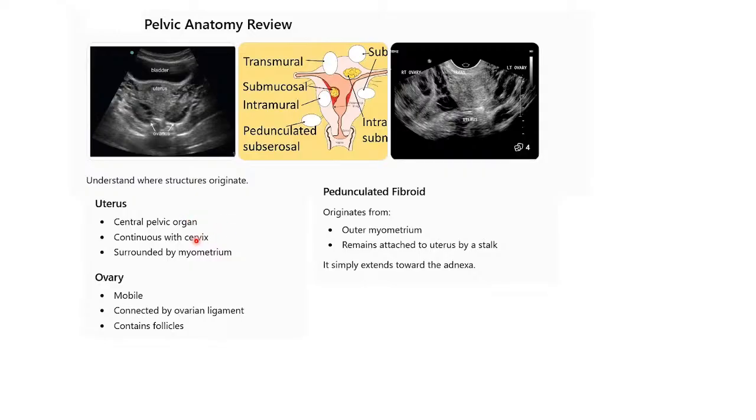So the uterus, the central pelvic organ, continuous with the cervix, is surrounded by the myometrium and the ovary. They are mobile, connected by the ovarian ligament, and they contain the follicles. Now, the pedunculated fibroid originates from the outer myometrium, so here, like that. It remains attached to the uterus by a stalk. It simply extends towards the adnexa, so it's extending outside the uterus toward the adnexa. The problem is it has a stalk, so it can twist and cause a lot of pain.